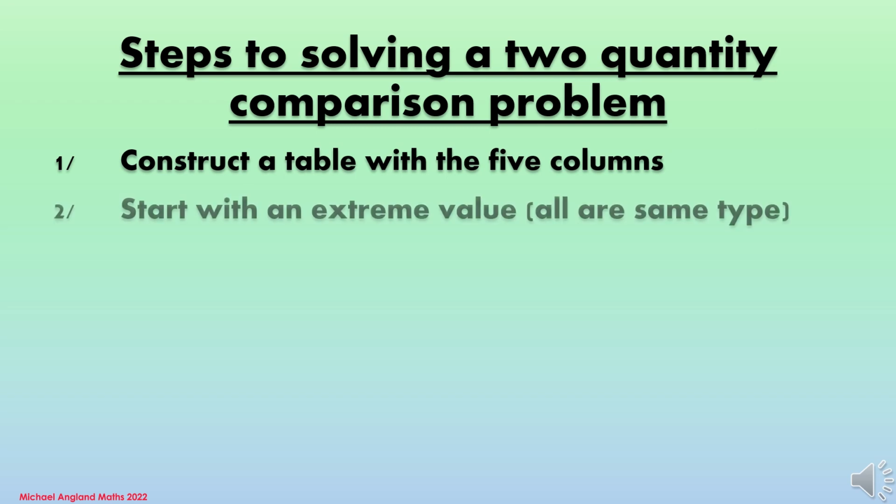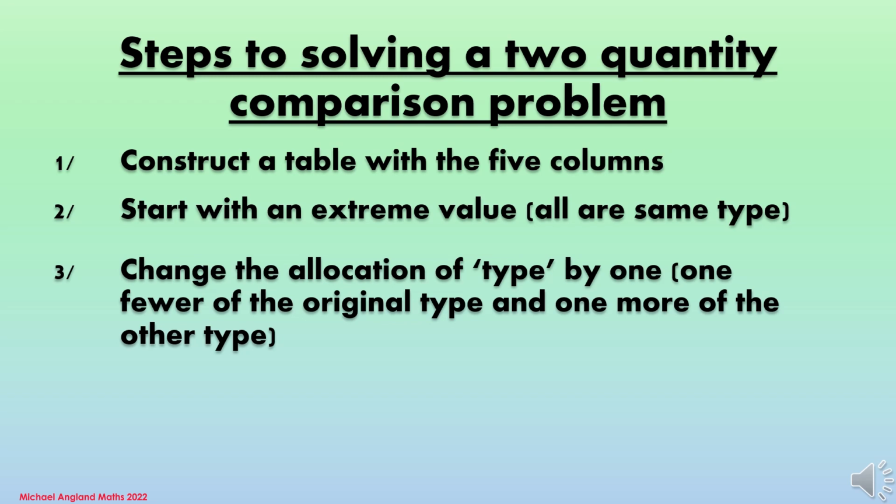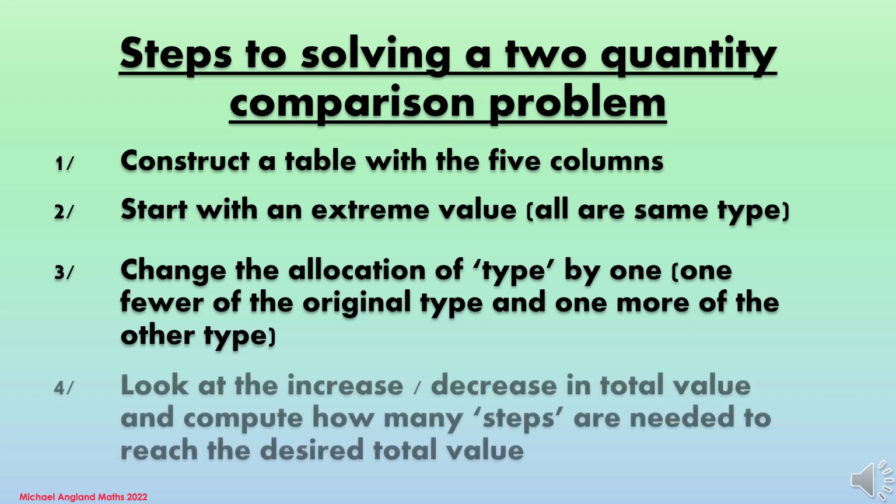So, second point, start with an extreme value. Assume everything is the type A object or everything is the type B object. Third point, change the allocation of type by one or by the minimum value that you can. Usually one column will go down by one and the other up by one, and then look at the effect that has on the total value. So it will increase by some constant amount or decrease by some constant amount. And fourth point, look at the increase and decrease in the total value and compute how many steps are needed to reach the desired total value.